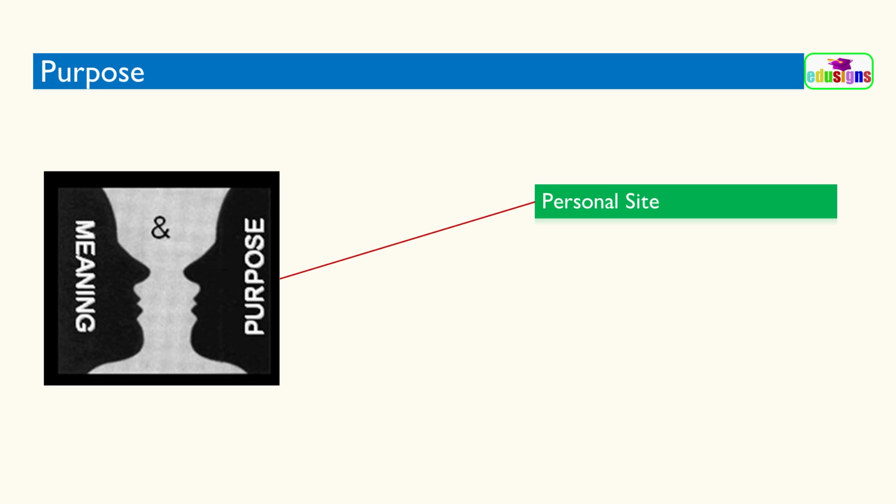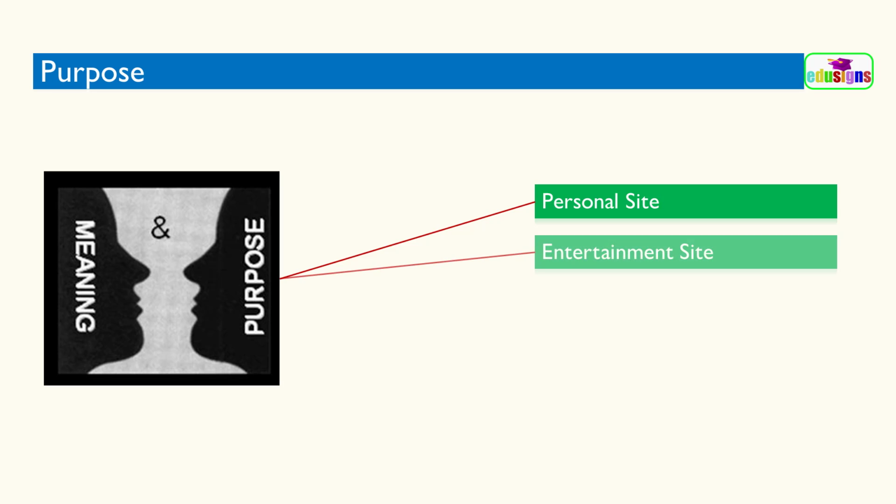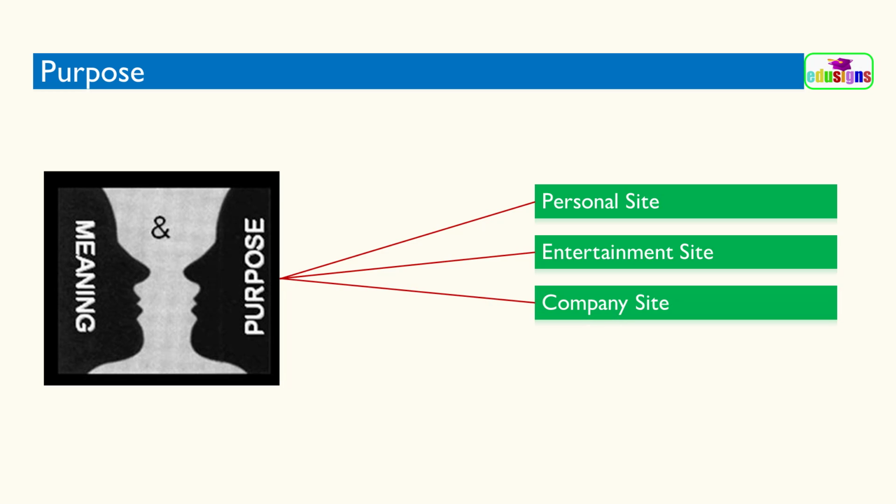Personal sites provide information about their owners. For example, a job seeker may have a personal website to provide information to prospective employers about her background, skills, and career goals. Entertainment and interactive sites, such as gaming sites, provide entertainment and interaction opportunities. Company sites facilitate online transactions, provide product information, and technical support.